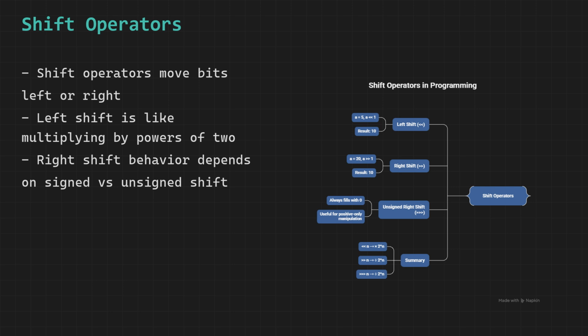Unsigned right shift >>> also shifts right but always fills vacated left positions with 0 regardless of the sign. It does not preserve the sign bit. For positive numbers, >> and >>> behave identically. But for negative numbers, >>> treats the value as unsigned and the result becomes a large positive number. This is used in hash functions and certain algorithms where you want pure bit manipulation without sign behavior.